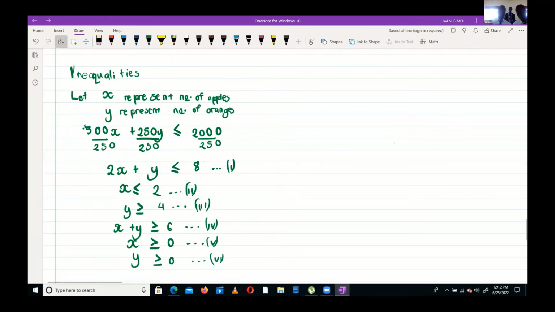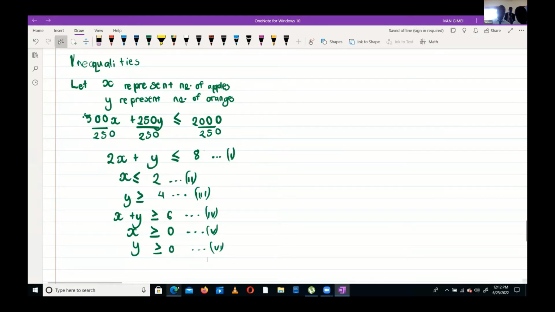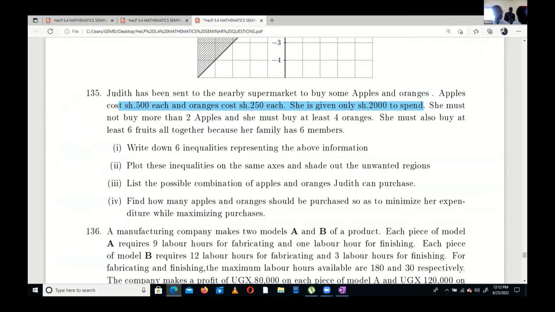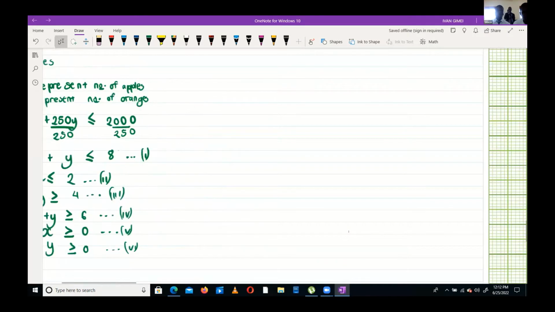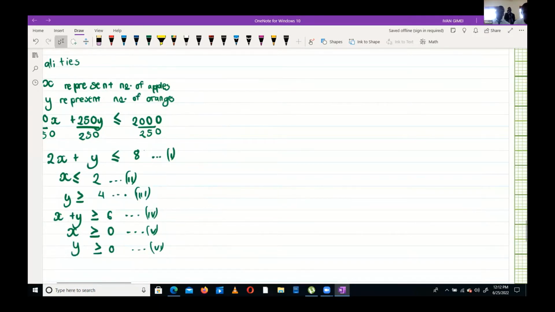So we can now move on to the next part of the question, which says, plot these inequalities on the same axis and shade out the unwanted regions. So to plot these inequalities, we shall need to get those boundary lines that will differentiate for us the unwanted and the wanted regions. To get the boundary lines, we shall need to first change these inequalities into equations by changing the inequality symbols into equal signs. And from there, we can get the coordinates to plot on our graph papers.